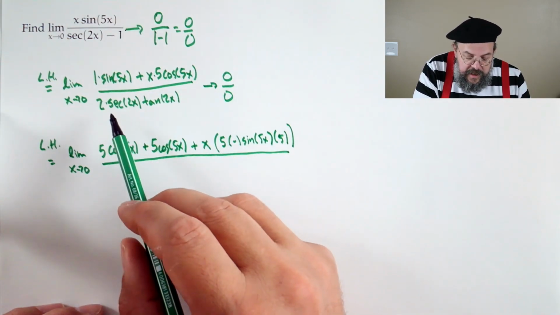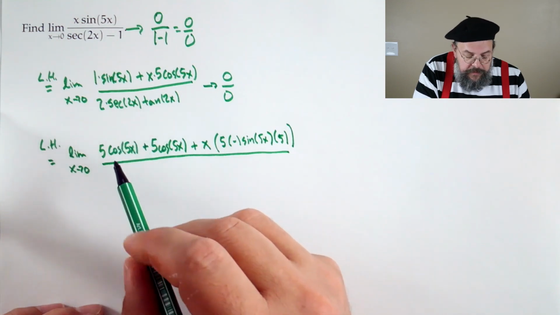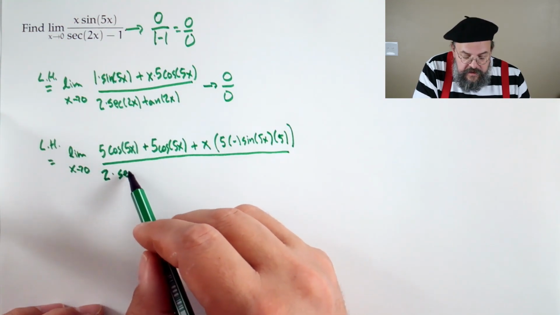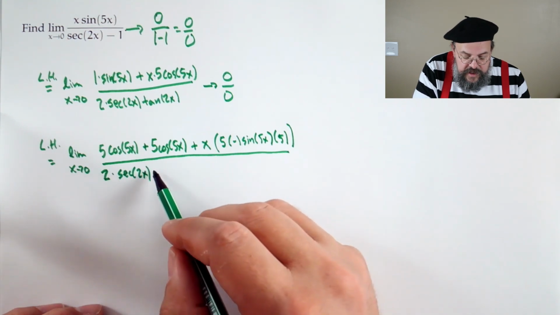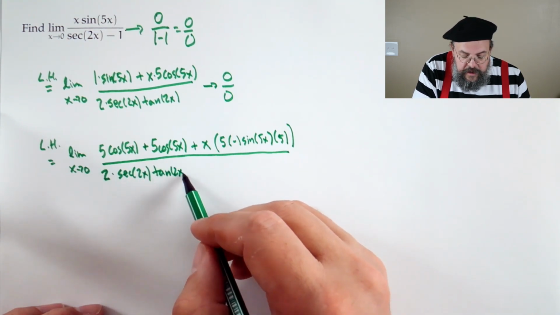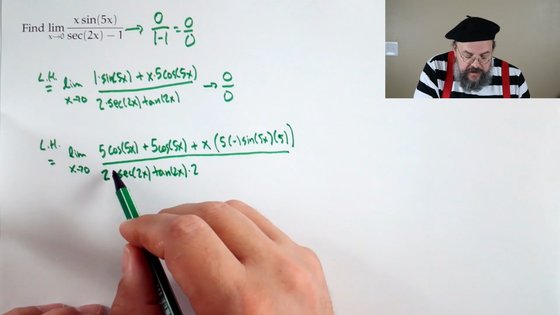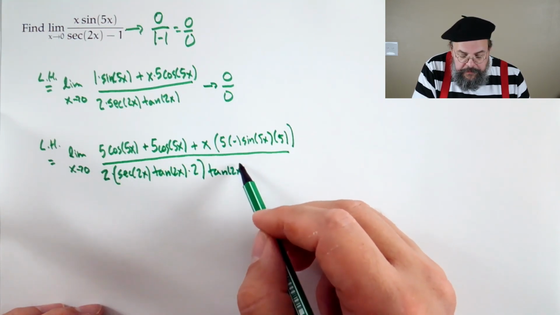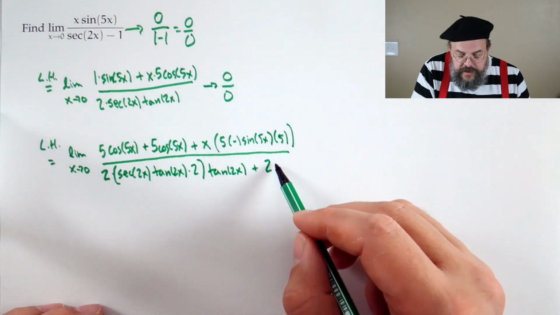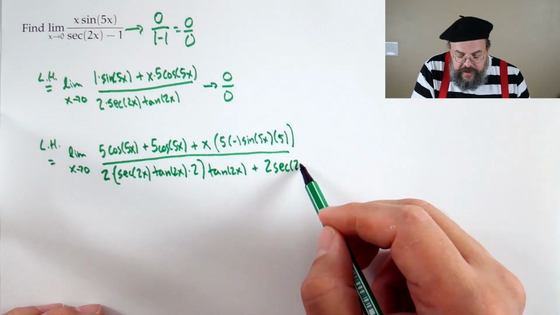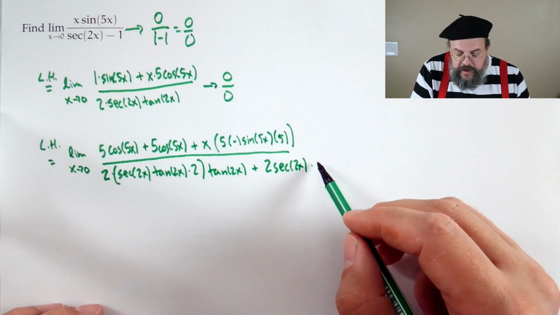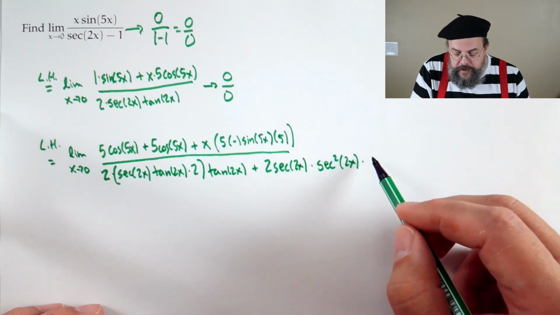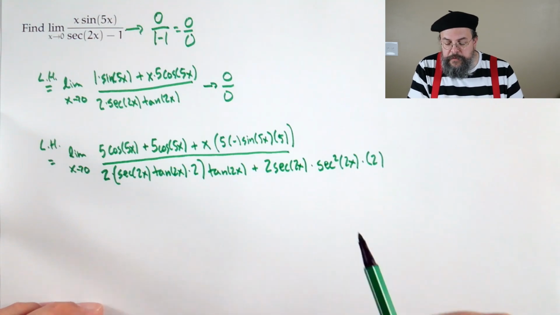Downstairs, okay, well, product rule again. So 2, derivative of secant is again secant tangent. And then, of course, there's another 2. So that's the derivative of the first times the second plus the first, 2 secant of 2x, times derivative of the second. Well, derivative of tangent is secant squared 2x, and then, of course, chain rule says put a 2.